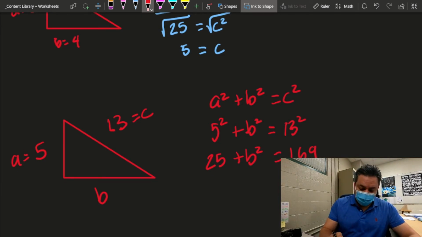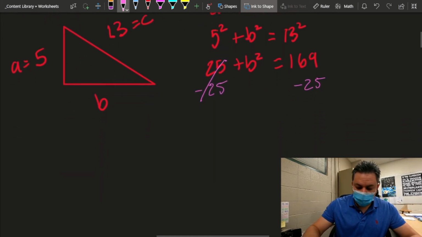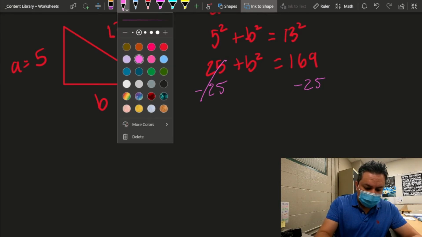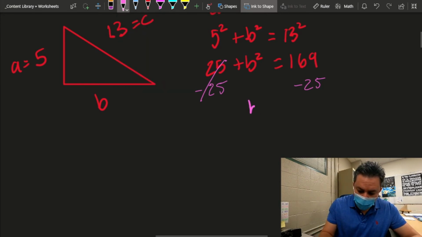All right. So now, how do I get rid of the 25? What is the 25 doing? Is there a sign right there? No. So what does that mean? It's adding, right? So the opposite of add is what? We're going to subtract 25 on both sides. That cancels that out, and I'm left with B squared equals what? 144?